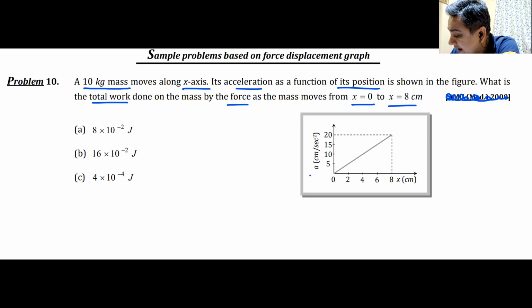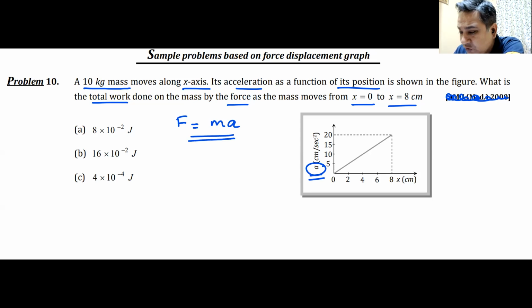Remember, here acceleration is plotted. We need area under the force displacement graph, your force position graph. Here acceleration is given. The only thing you have to find out is force. If you know acceleration, you will know force. The net force will be mass into acceleration. Yes or no? Do you understand this?